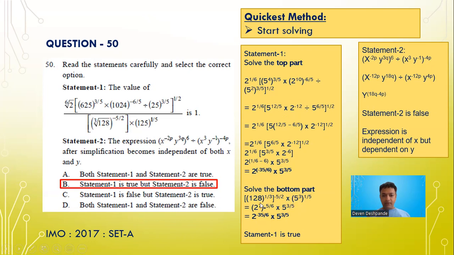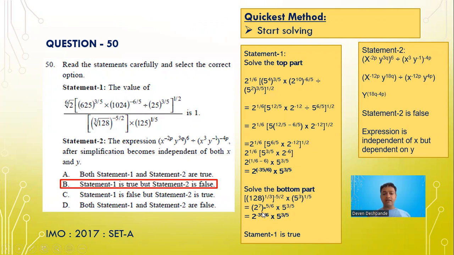So 128 is 2 raised to 7, and it will be minus 5 into 1 upon 3 into 2, which is 6. So minus 5 upon 6, into 5 raised to 3 into 1 is 3 upon 5. So 2 raised to 7 into 5 is 35. So 2 raised to minus 35 upon 6 into 5 raised to 3 upon 5. So the top part is 2 raised to minus 35 upon 6 into 5 raised to 3 upon 5. The bottom part is 2 raised to minus 35 upon 6 into 5 raised to 3 upon 5.